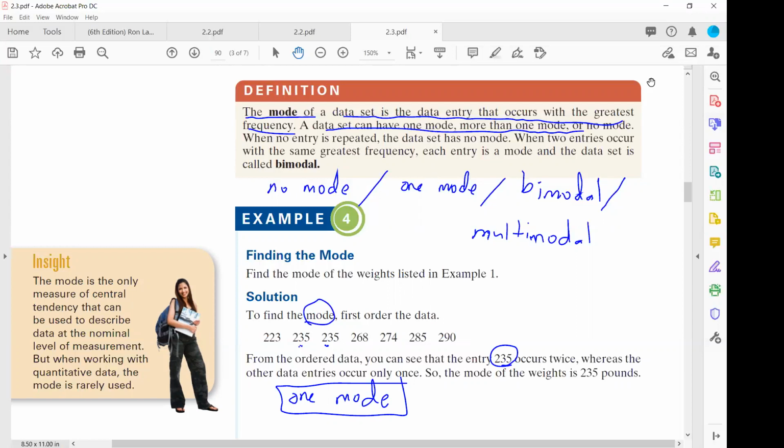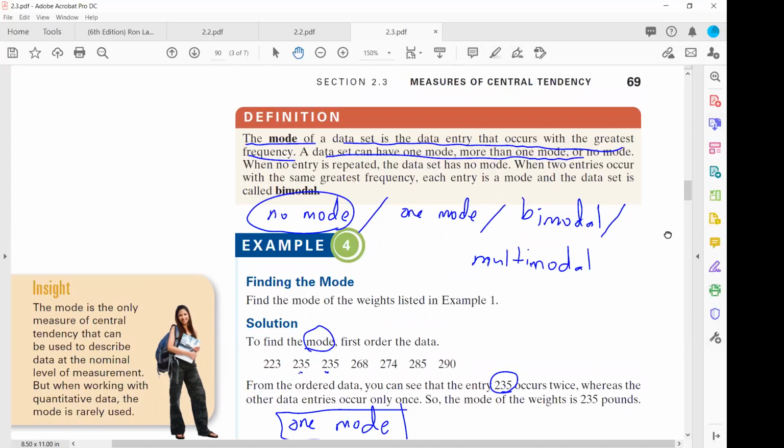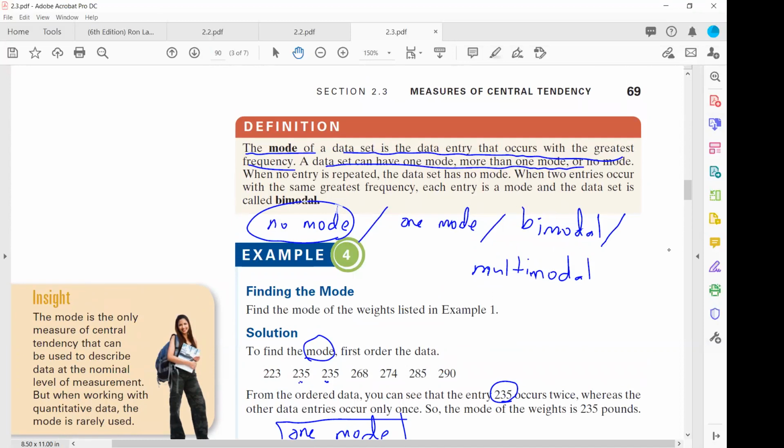So the difference for mode: you either have no mode, like in this case. Let me write it for you, like a note here. No mode, one mode, bimodal, or multimodal. So let us take a look at one quick example to feel more comfortable about this.